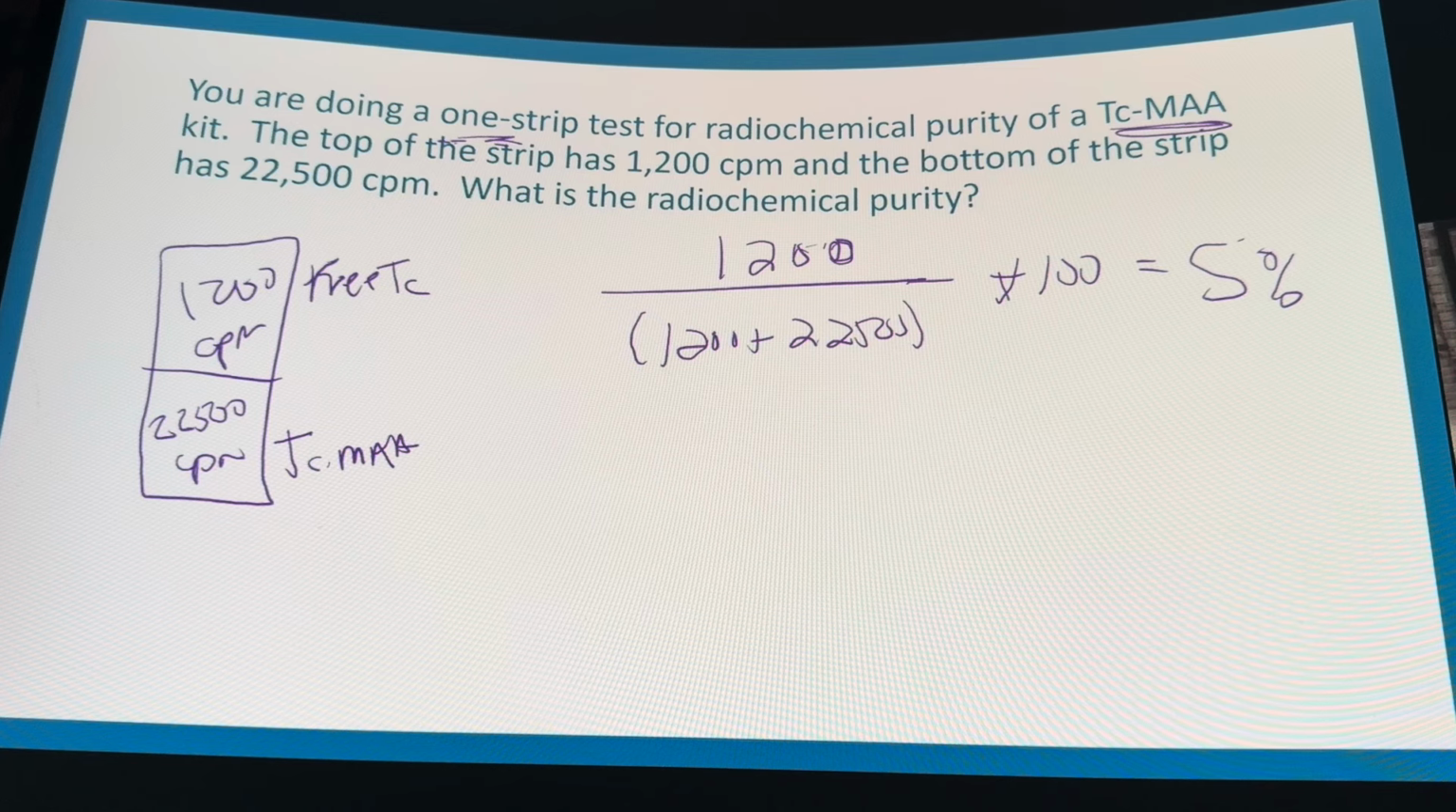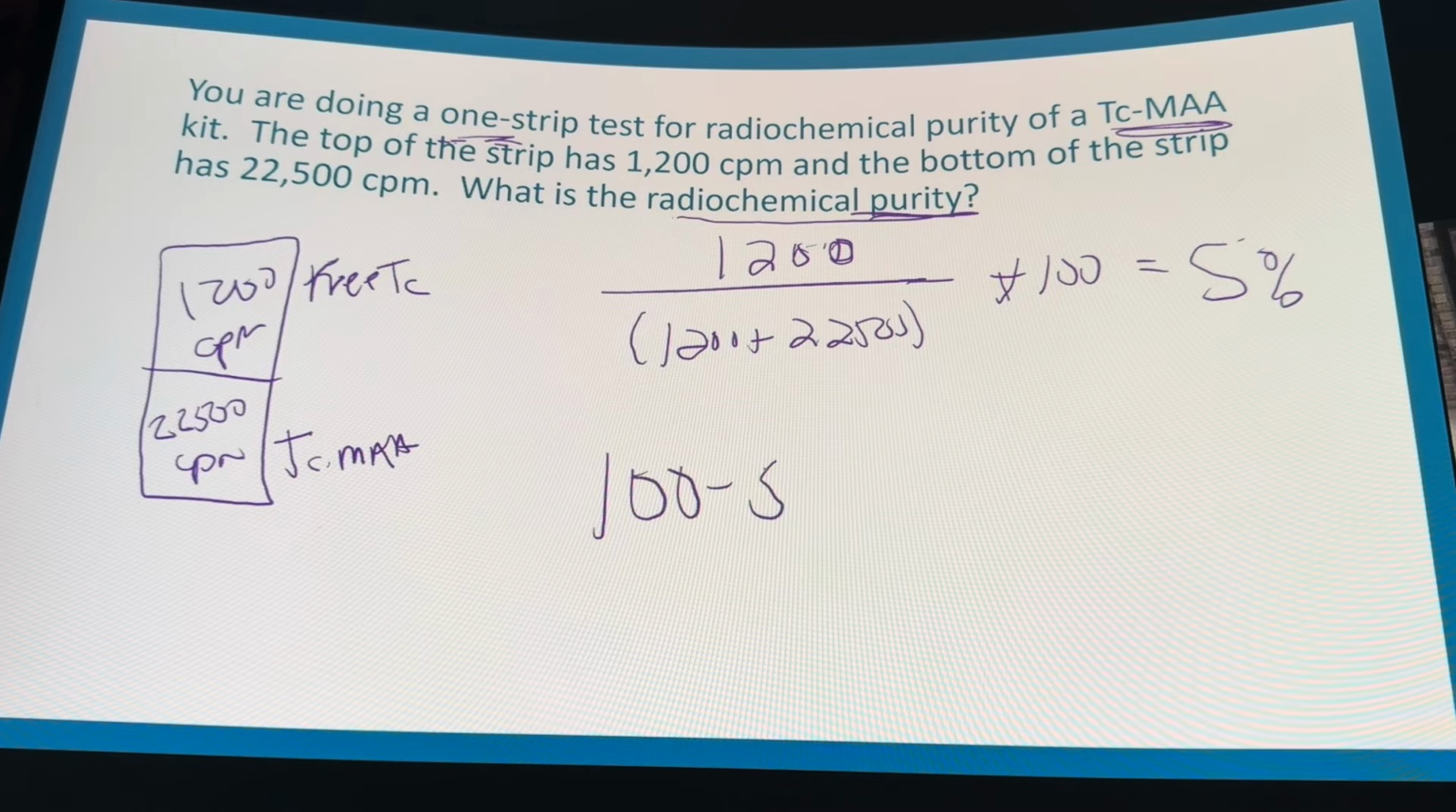Always look at the question. Is it asking for radiochemical purity or impurity? It's asking for the purity. What I have just found is the impurity. To find the purity, 100 minus 5 is 95% purity.